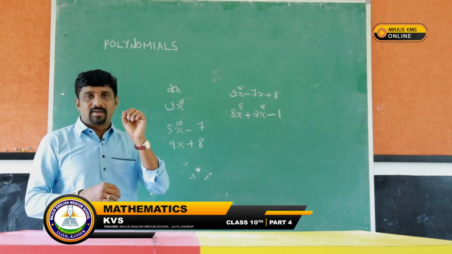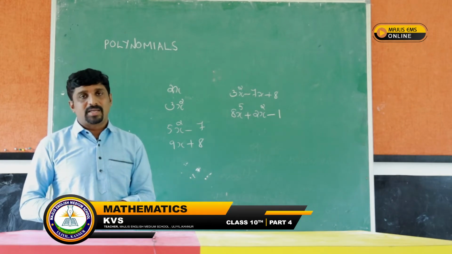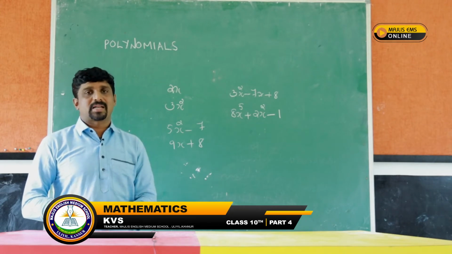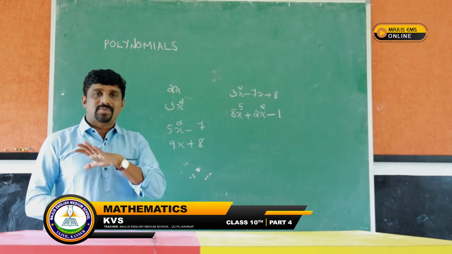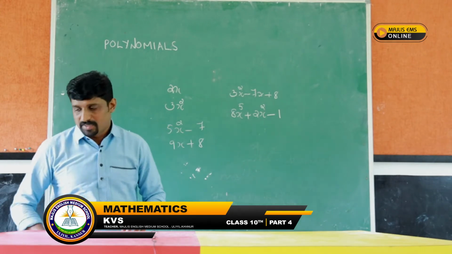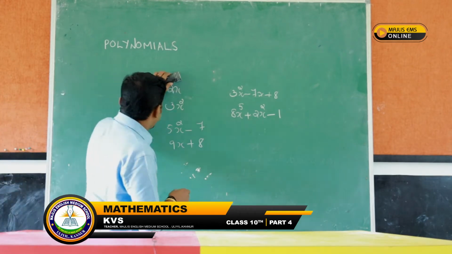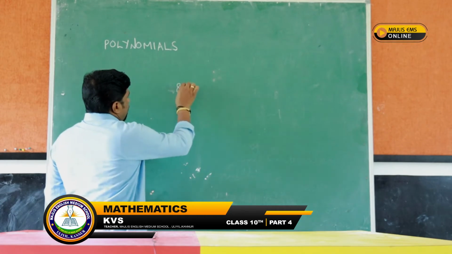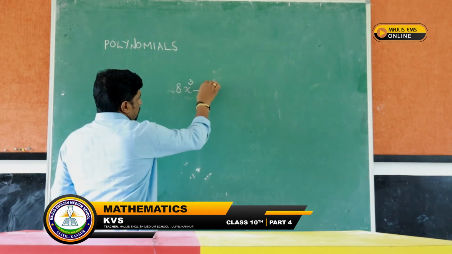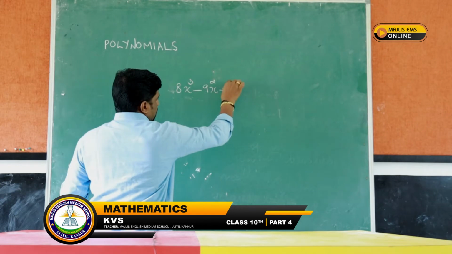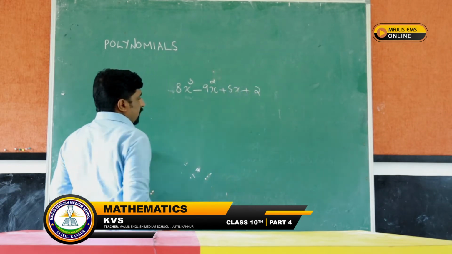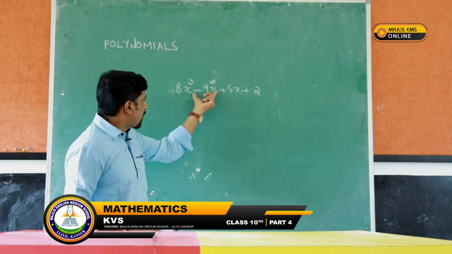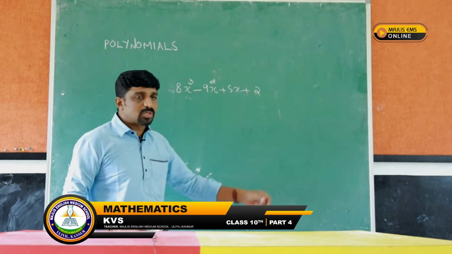In the same way, based on the degrees. Degree means the power of the variable. The highest power is considered as the degree of that whole polynomial. Okay, suppose like this. Here a total of 4 terms are there. This is the first term, this is the second term, this is the third term, and this is the fourth term.